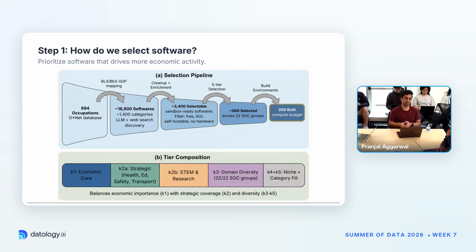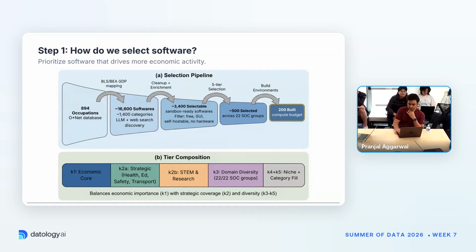So for example, if someone is doing cancer research, probably their representation in the economy is very small, but I would argue that their impact is much higher. So we have this idea of ensuring diversity, ensuring high coverage by looking at STEM and research, looking at different occupations, different domains, and ensuring that at least some representation is there in the 200.